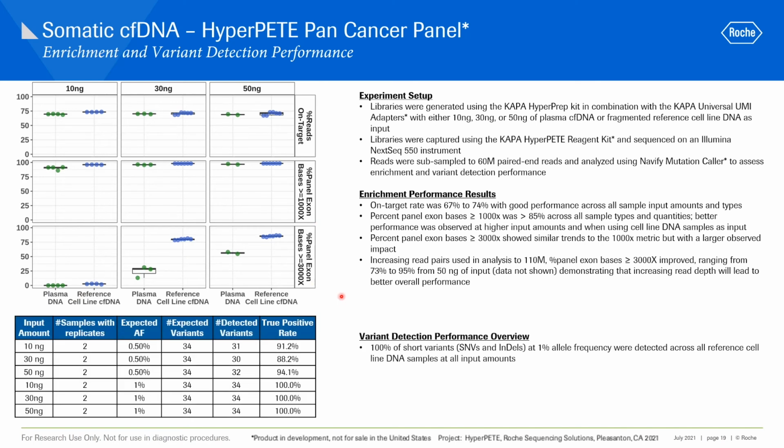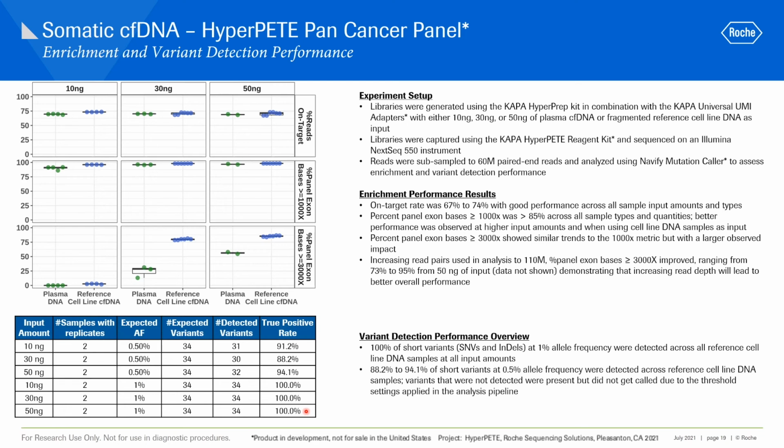As for variant detection performance, here is the overview. So 100% of short variants, including SNVs and indels, at 1% allele frequency were detected across all reference cell line DNA samples at all input levels. So that's what's being shown down here.